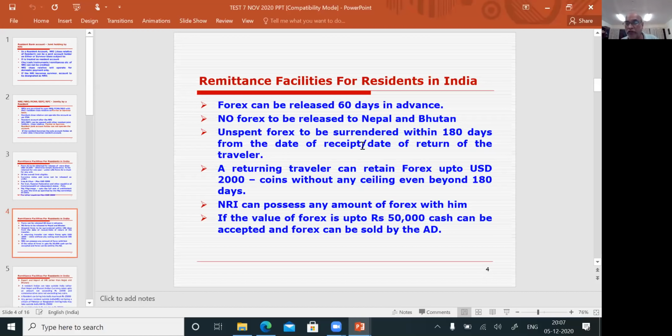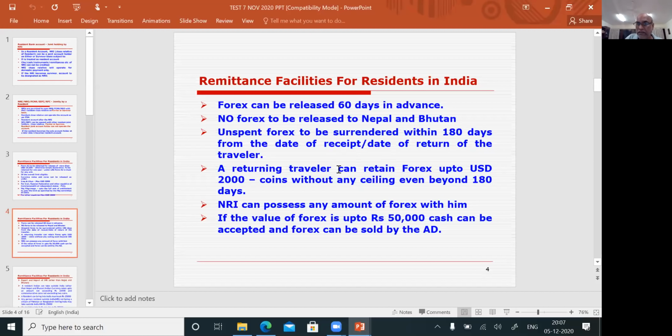Similarly, your friend is coming from abroad. He is giving you some 5,000 US dollars. Today you have got it from him. Within 180 days of getting it from him, you have to surrender it to the authorized dealer, keeping 2,000 US dollars maximum with you. The rule is: unspent forex to be surrendered within 180 days from the date of receipt, or date of return of the traveler to India. So you have to surrender to the authorized dealer.